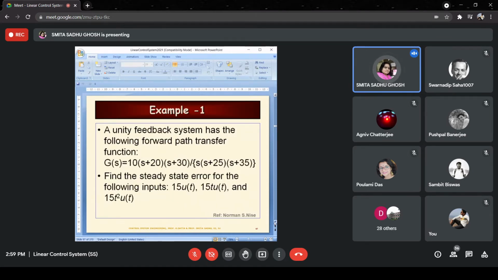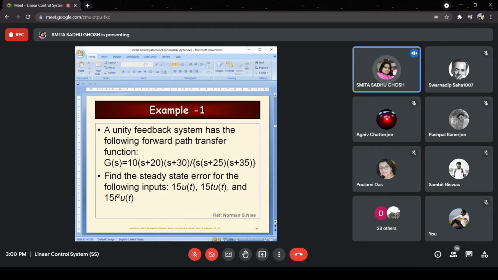So that was the limitations of error constants and this concept that has been studied. Now we come to one example. In fact, I think I have a few examples of the application of the concept of error constants and steady state errors.